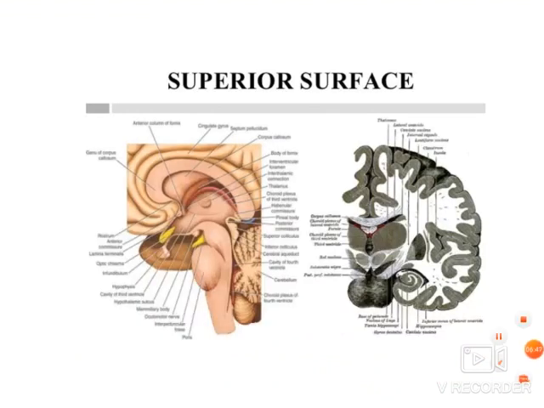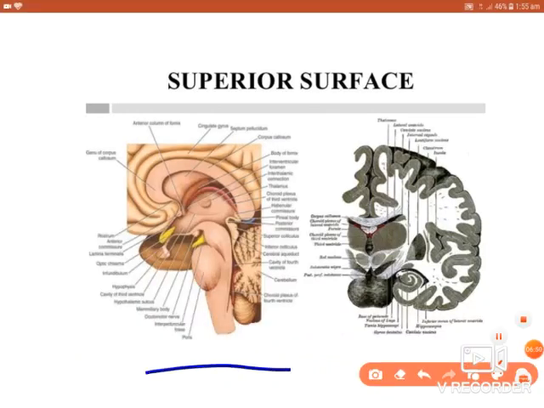Here in this sagittal view, the first figure, you can see this is the thalamus. This is the interthalamic adhesion. Each thalamus is connected by gray matter, that is the interthalamic adhesion. You can see this is the superior surface. It relates to this fornix, and this one is the choroid plexus.